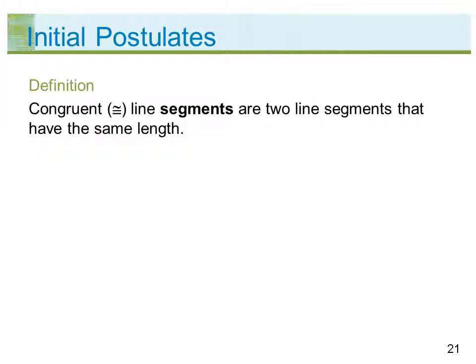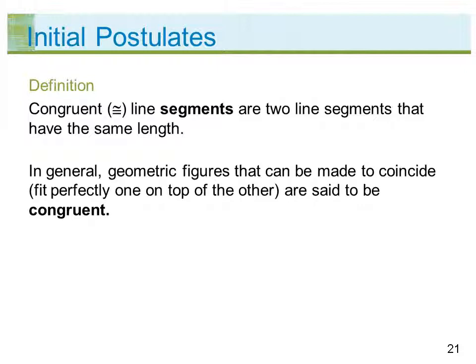Definition: congruent line segments are 2 line segments that have the same length. In general, geometric figures that can be made to coincide, fit perfectly one on top of the other, are said to be congruent.